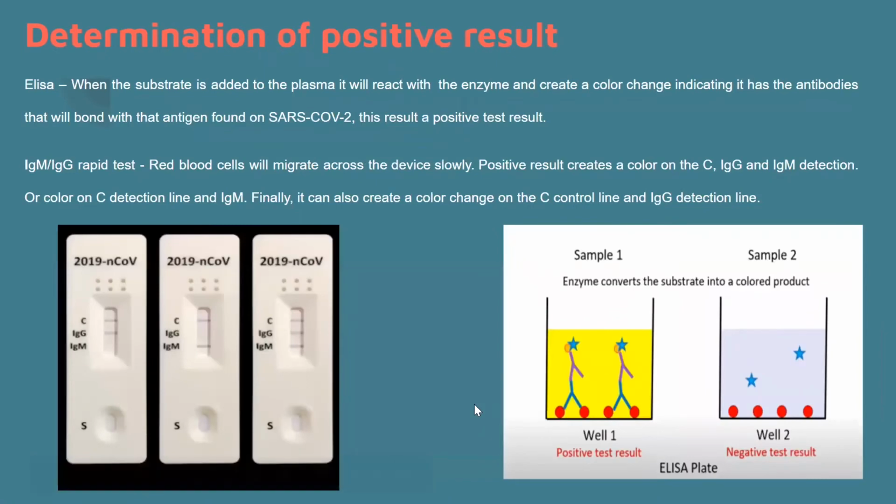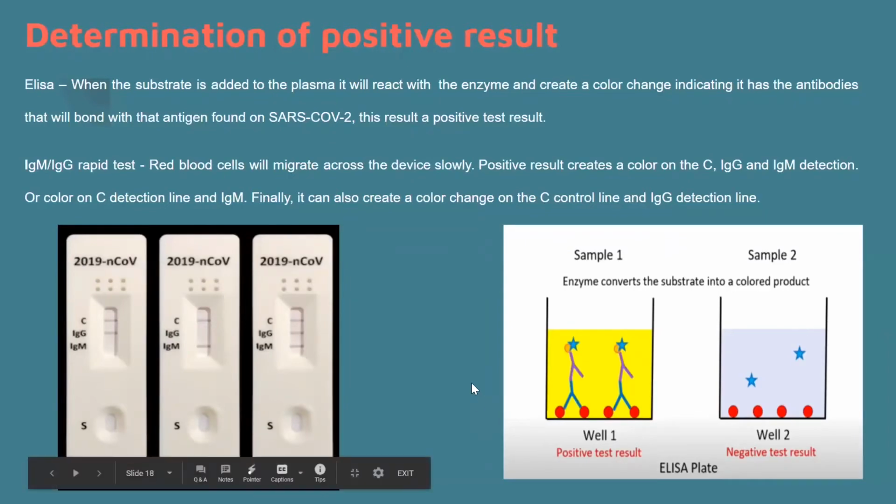So how is the positive result determined? For the ELISA, when the substrate is added to the plasma, it would react with the enzyme and create a color change, indicating it has the antibodies that will bond with the antigen found on SARS-CoV-2. This results in a positive test result. For the IgM and the IgG rapid test, red blood cells will migrate across the device slowly. Positive results create a color on the C, IgG, and IgM detection lines, or color on the C detection line and IgM. Finally, it can also create a color change on the C control line and the IgG detection line.